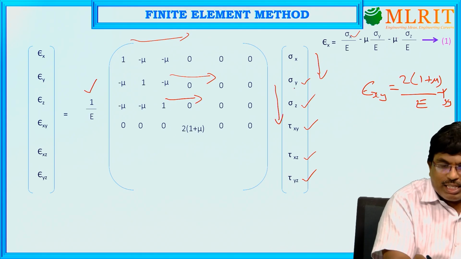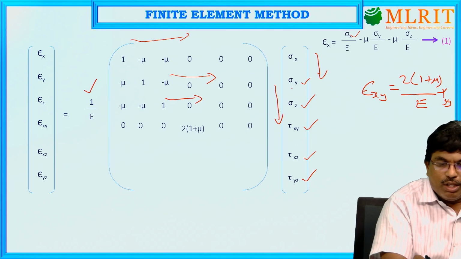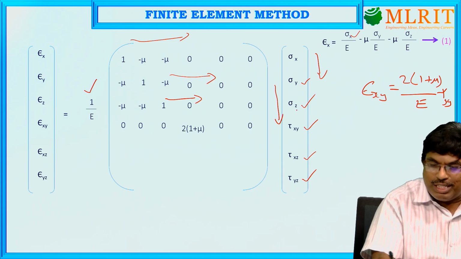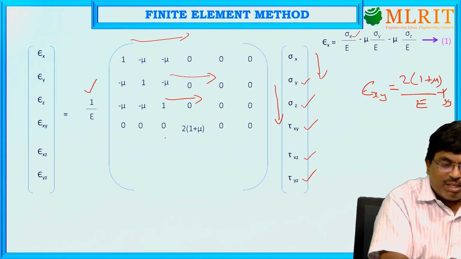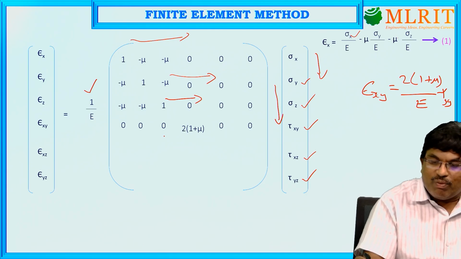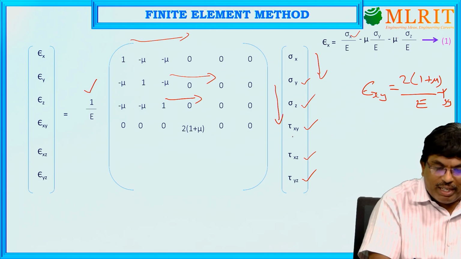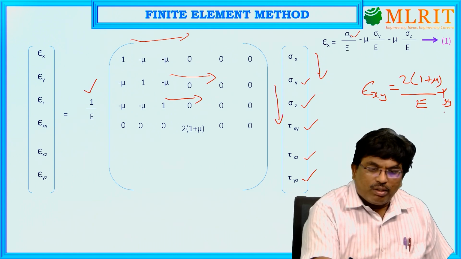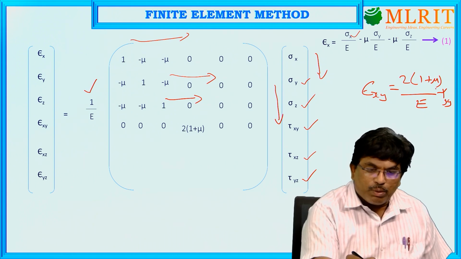The next one is sigma y. There is no sigma y here, so the coefficient of sigma y equals 0. Then sigma z. There is no sigma z in the equation, so the coefficient of sigma z is 0. Next we have tau xy. So here we have tau xy, and the coefficient of tau xy is 2 into 1 plus mu by E.